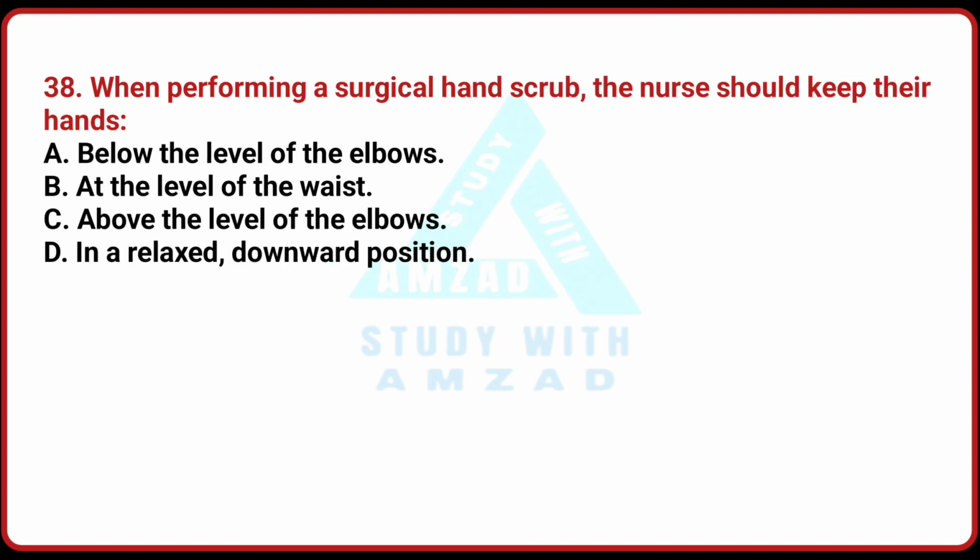Next question. When performing a surgical hand scrub, the nurse should keep their hands. Option A, below the level of the elbows. Option B, at the level of the wrist. Option C, above the level of the elbows. Option D, in a relaxed downward position.